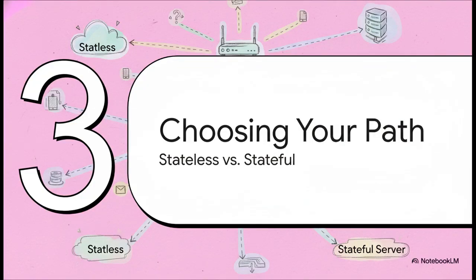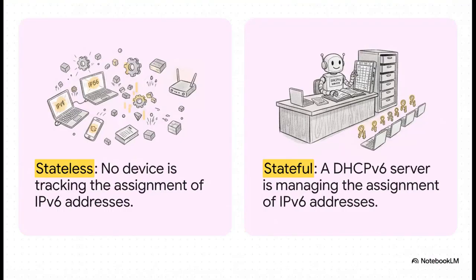The router's message doesn't just give one set of instructions. It actually lays out a few different paths a device can take to get its address. It's pretty much a choose-your-own-adventure for network configuration. And these paths all come from two main ideas, stateless and stateful. In a stateless world, it's kind of like the Wild West. There's no central server keeping a big list of who has which address. Devices are independent. They use the router's advice to figure out their own address.